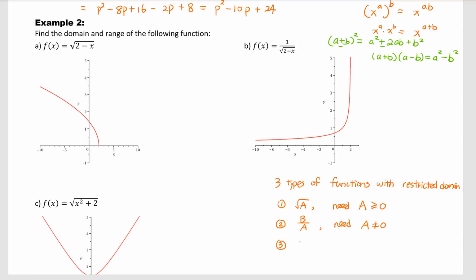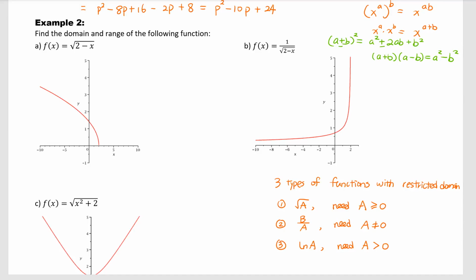The third one is the natural log. What do we need for it? We need the thing inside the natural log to be positive. Okay? Of course, we have other types like tangent, cotangent, secant, cosecant, right?